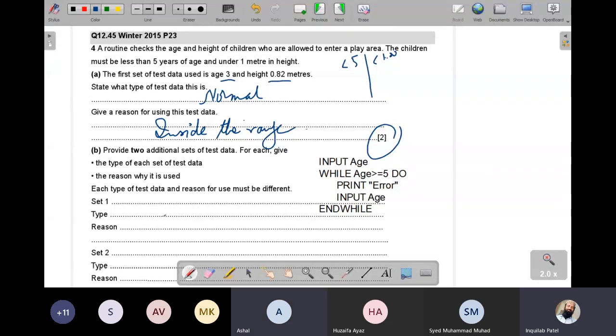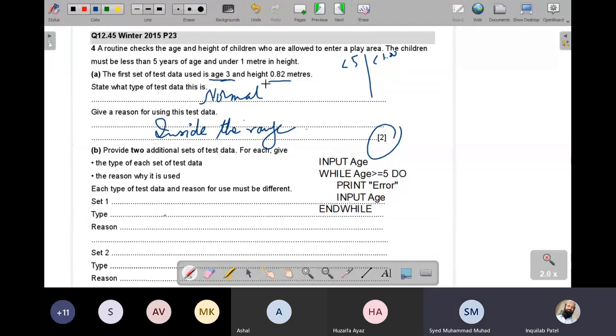Sir, when they ask for boundary data, we will give one exact extreme data example and one just outside it. Yes, but here we don't have extreme data in this example. Just after that, set 1. Yes, Mohit? Sir, so in this we make it abnormal for set 1. Okay, how will we write it? We will write it the way they have used.